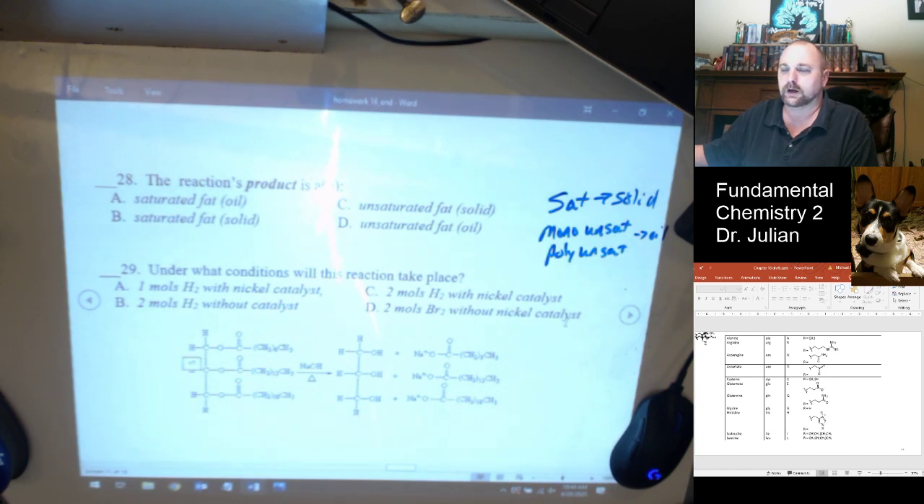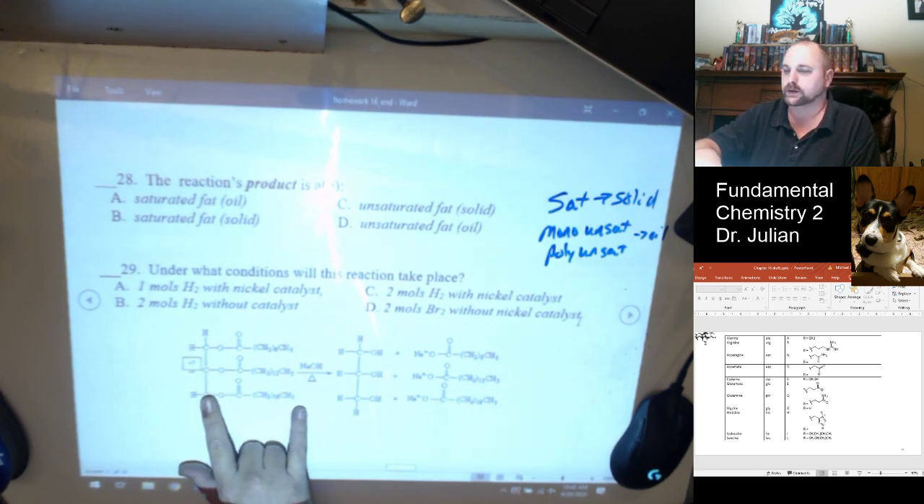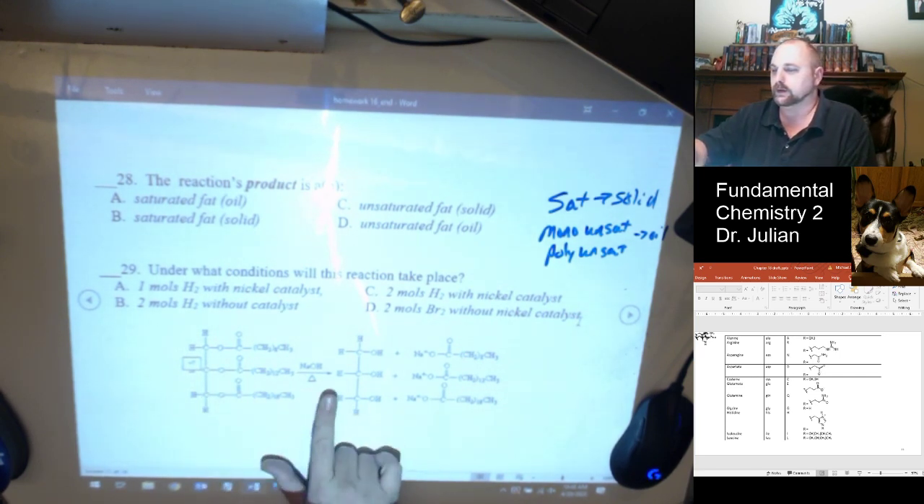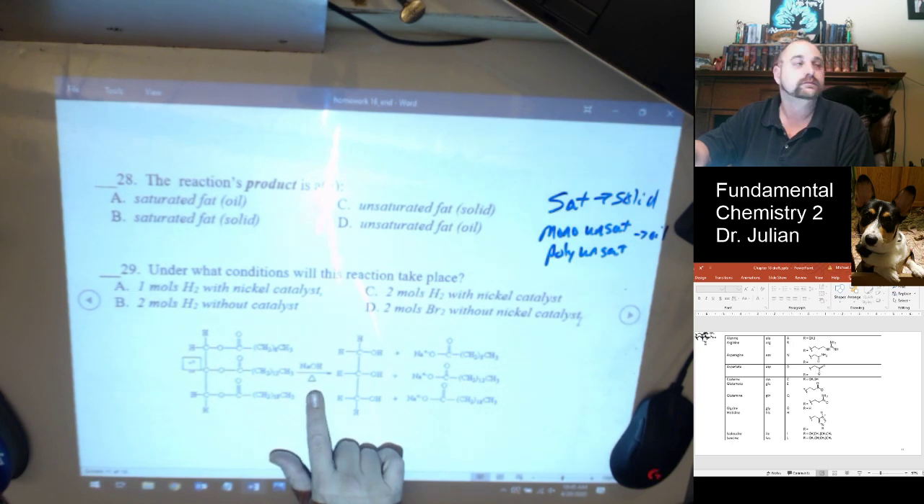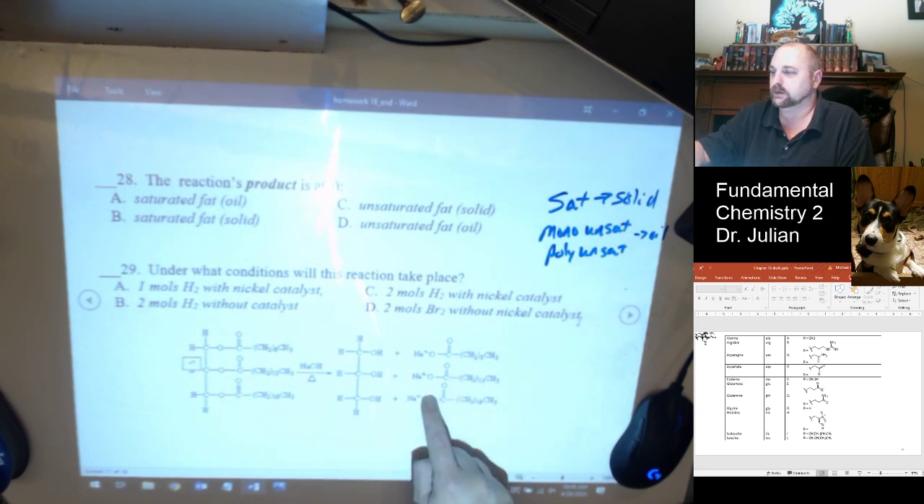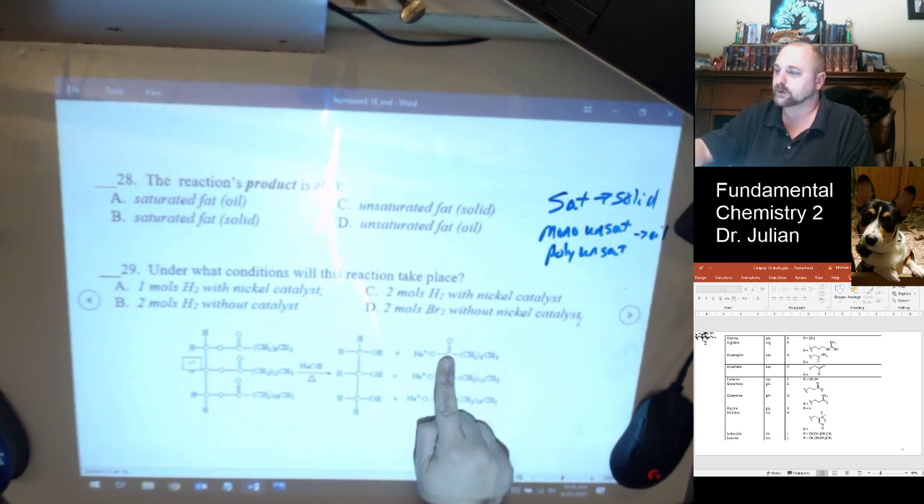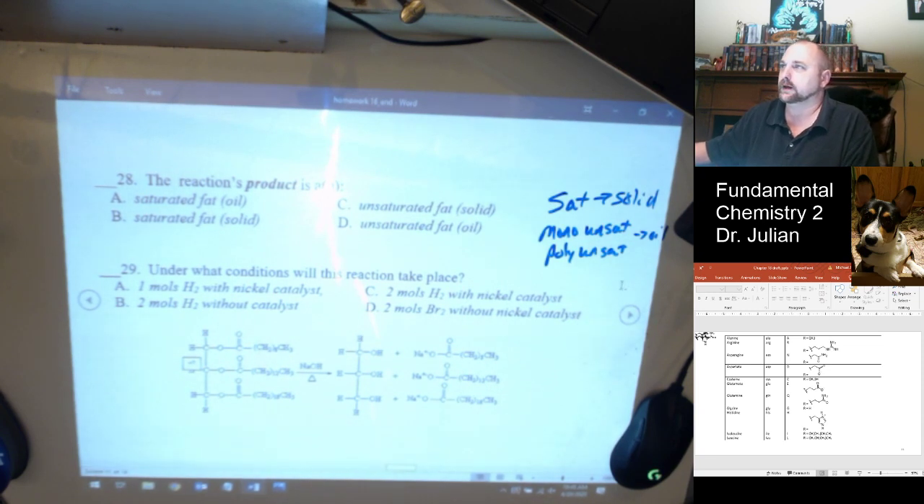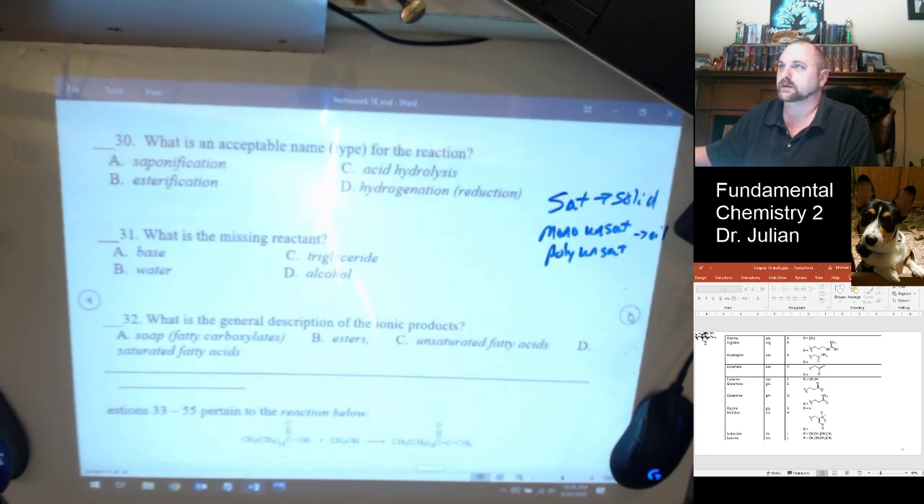Okay. Let's see, we got a whole new reaction here. We're hitting it with some heat and some base, and we're deprotonating it. Oh, look, this is the process to make soap. Alright, so this is saponification. And it says what is acceptable name for this? Saponification would be it. Acid hydrolysis, if we did that in the presence of an acid, we could also break it, but that's not what's going on. Esterification would be reversing it.